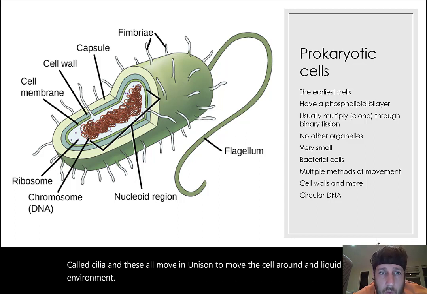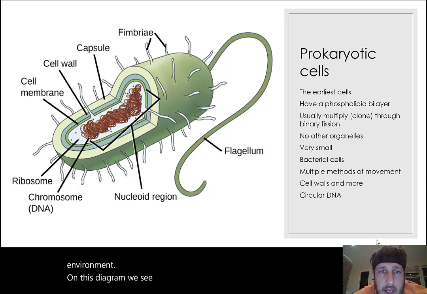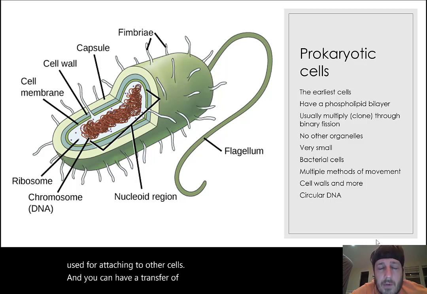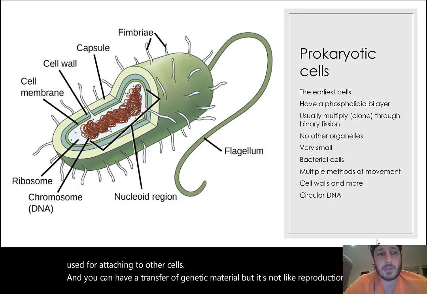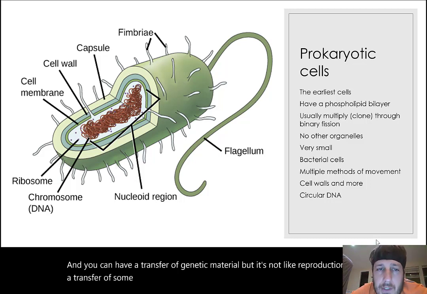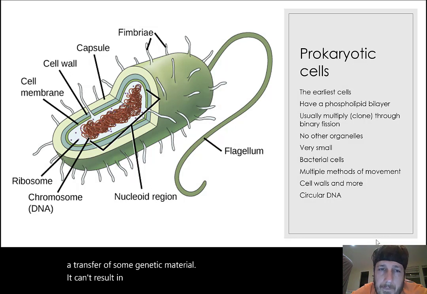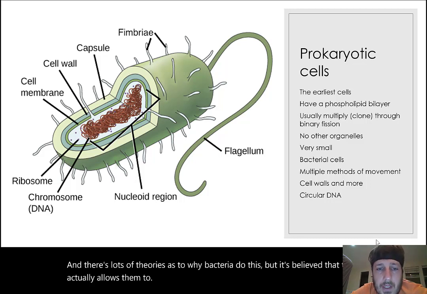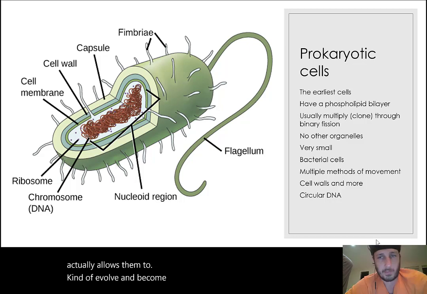On this diagram, we see these little things called fimbriae, and these are actually used for attaching to other cells. And you can have a transfer of genetic material, but it's not like reproduction. It's a transfer of some genetic material. It can't result in the production of a new organism. And there's lots of theories as to why bacteria do this, but it's believed that this actually allows them to kind of evolve and become stronger as a group.